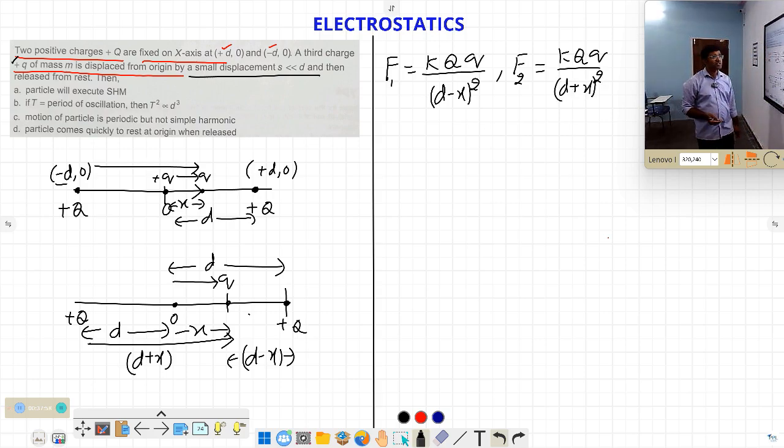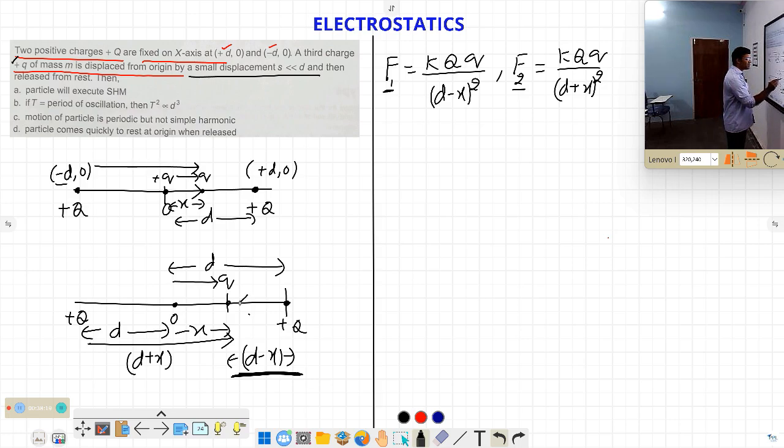Now force is inversely proportional to the square of the distance, right? So if the distance between the two charges is less, in this case d minus x, the actual distance is decreased. Decrease means force will be increased. So F1 force is more than F2 force. The force between these two is more. So what happens?